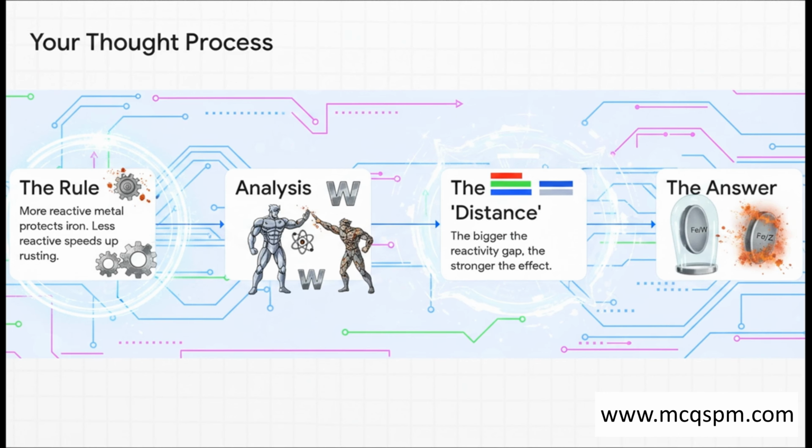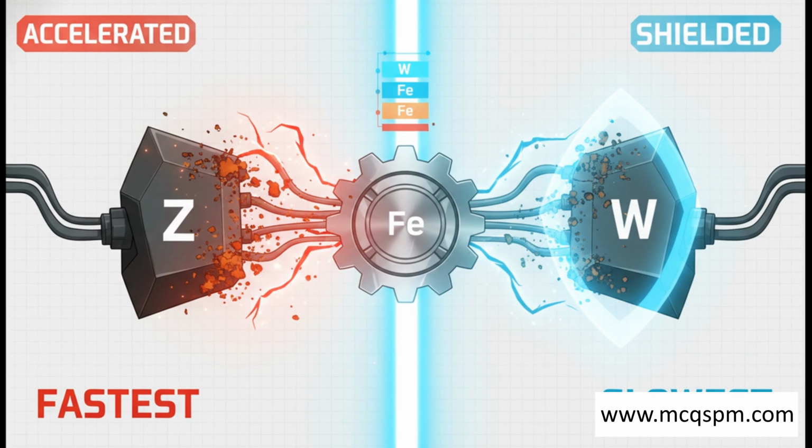But the key here is what I call the distance principle. The bigger the difference in reactivity between the two metals, the more extreme the effect will be. So, to get the absolute fastest rusting, you want to pair iron with Z, the one that's furthest away and less reactive. That huge reactivity gap just accelerates the whole process. And to get the slowest rusting, or the best protection, you pair it with W, the most reactive bodyguard you can find. It's all about that distance on the reactivity series.